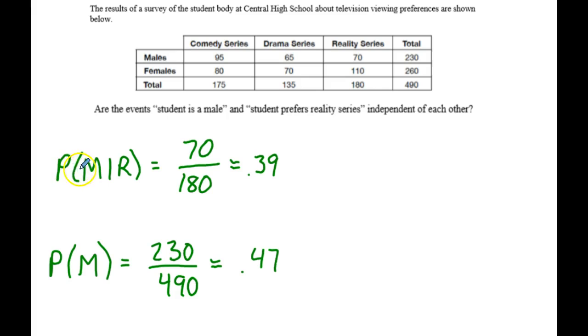So first, to calculate the probability that a student is a male given they prefer reality TV, we would only have to focus on the reality series column. So we would take the 70 males over the total, so 70 divided by 180, which is approximately 0.39 or 39%. Then the probability that a given student is a male, the total number of males is 230, the total number of students is 490. When we divide those, we get approximately 0.47 or 47%. Since these two values are not equal, our answer to the question would be no. These two events are not independent of each other.